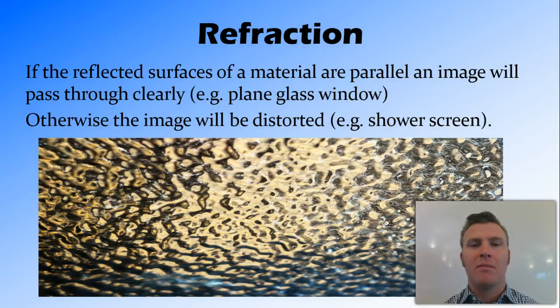And so this might be in the shower screen, which has a textured glass, which is usually flat on one side, but wavy or bubbly on the other side. And this stops the image from traveling through the glass clearly.